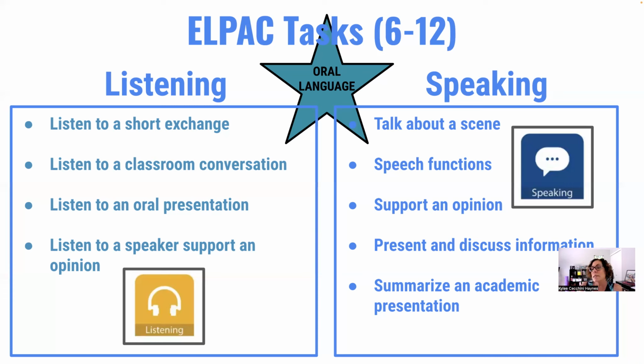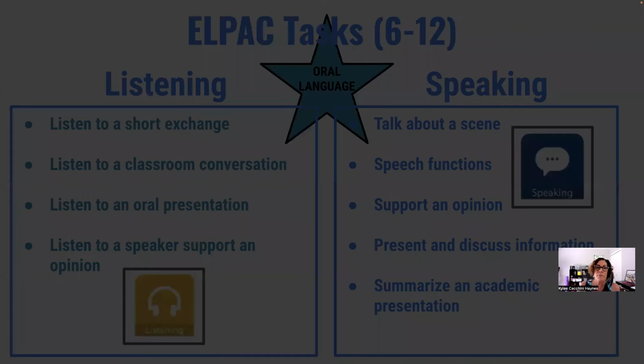They have to present and discuss information. So they read about something and then they have to tell you what they read about. They're presenting and discussing the information. And then they are also summarizing an academic presentation. That goes along with listening to an oral presentation. They then summarize orally what they heard in that academic presentation. So that's the listening and the speaking part of the oral language section.